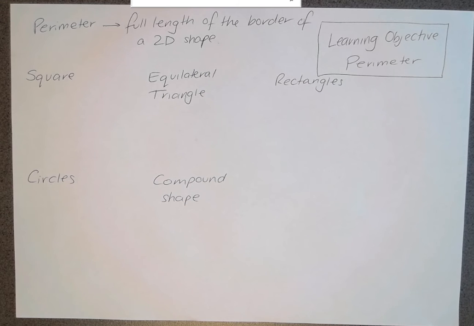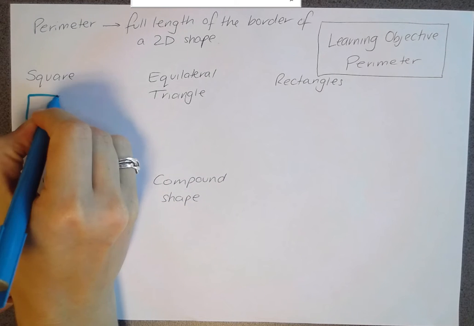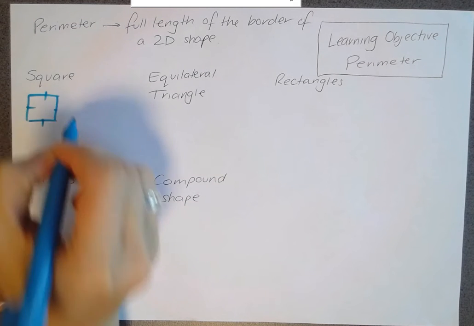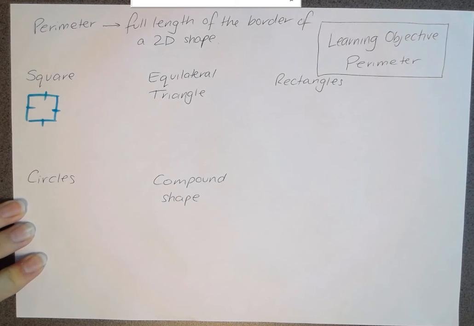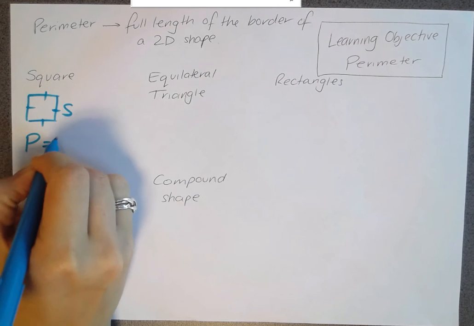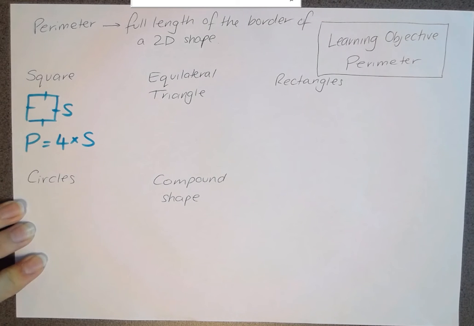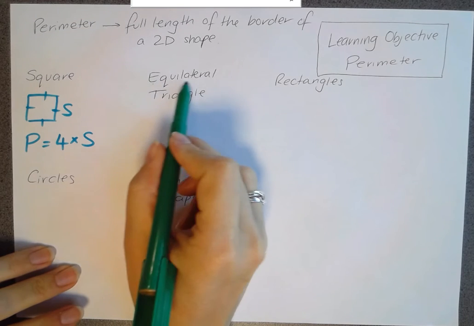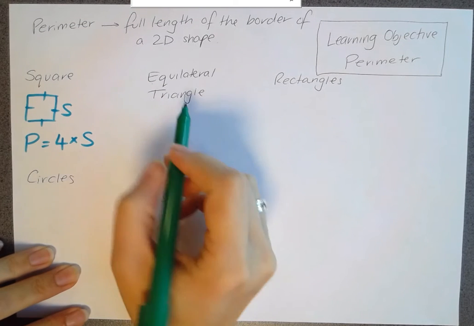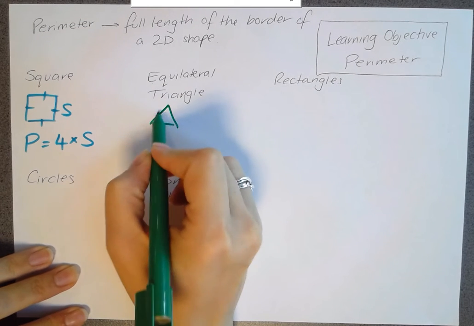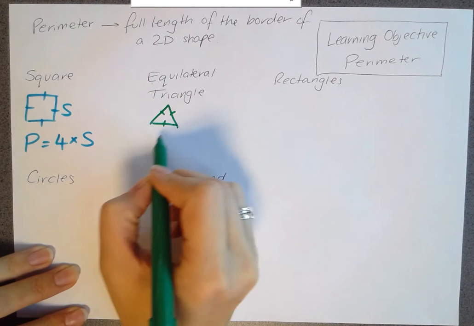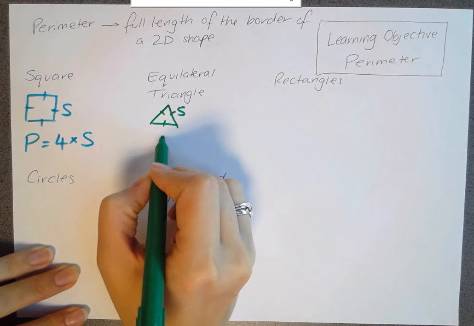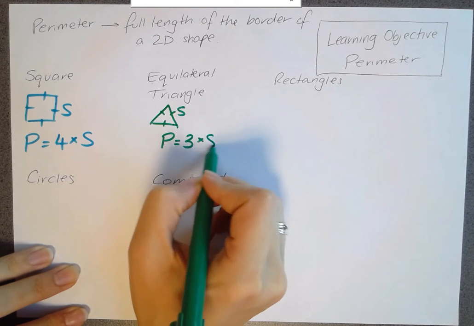Alright, really easy. Our square. All sides are the same. That's what those dashes indicate. So that means if one side is S, we have the perimeter is going to equal 4 times S, because all of our sides are exactly the same. Same thing here with our equilateral triangle. Equilateral meaning all the sides are the same. Triangle, 3 sides. So here's our equilateral triangle. This time, if a side is S, our perimeter will equal 3 times S.